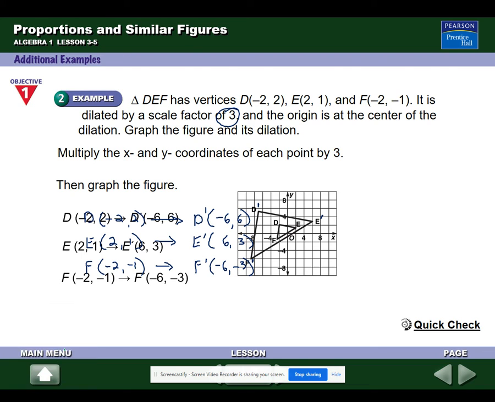Something I show in geometry classes is that there's a ray that passes from the origin through D and D prime, a different ray that passes through the origin through E and E prime, and the same thing with F and F prime, because they're just expanding away from the origin.